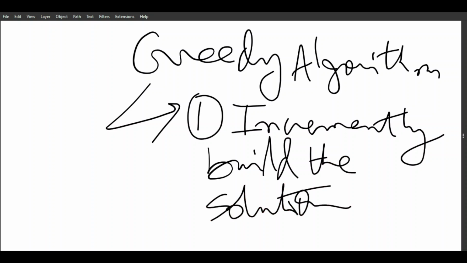Suppose we have to do some optimization, like find some minimum or maximum value. So how do we build the solution? We incrementally build the solution. This is the first characteristic of greedy algorithm.